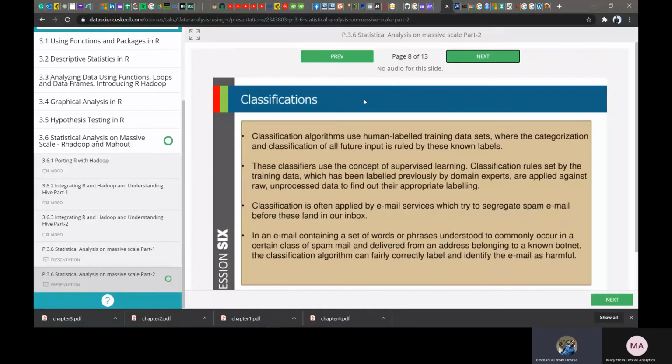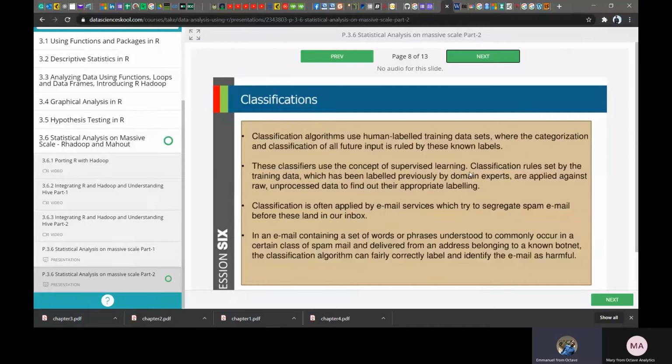Now, finally, talking about classification. Classification algorithms use human-labeled training datasets where the categorization and classification of all feature inputs is ruled by these known labels. So, as I said earlier, like your RGS analysis, your RGS model, where you label that if this person transacts between 0 to 7 days, put as RGS1, between 8 to 30 days, put as RGS2, and all of that. So it's already labeled. This classifier uses the concept of supervised learning. That's why it is supervised, because it's labeled beforehand.